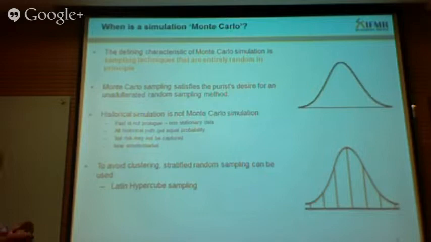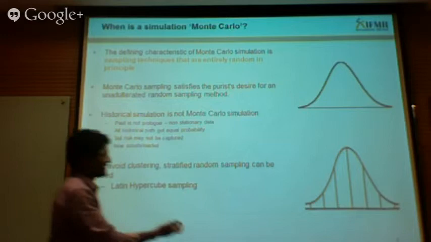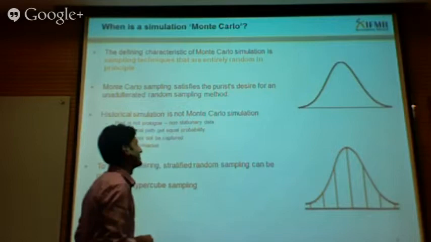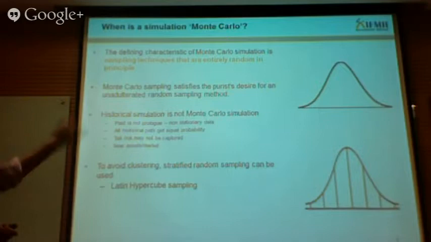But to solve this kind of problem, there are techniques where you can split the distribution into separate halves, and you can randomly sample from each. So you'll have adequate representation across the whole distribution. But then if you're using this, again somebody can question that there is a lot of subjectivity that you're putting into your random sampling. So it depends entirely on what you want to achieve.